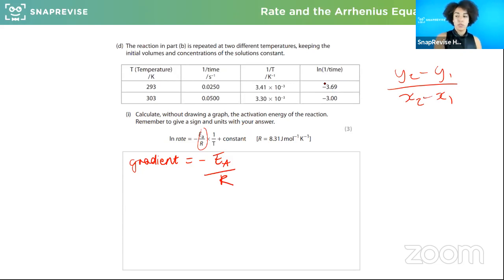So what I'm going to do is randomly assign these two temperature states, the 293 Kelvin and the 303, 1 and 2, so that we can use that equation. Cool. So if you remember, the ln rate is our y coordinate and our x coordinate is 1 over t, right? So if we're doing y2 minus y1 over x2 minus x1, how is that going to look? What should I be writing down, keeping in mind that ln rate is y and 1 over t is x?